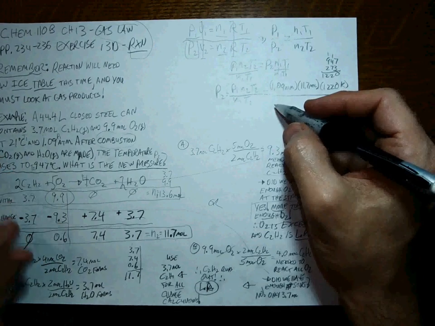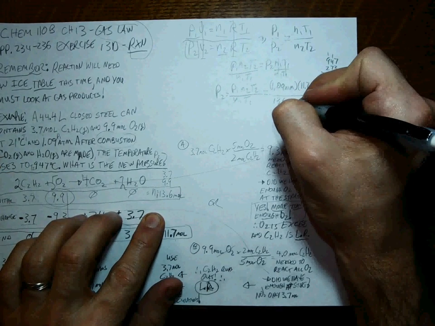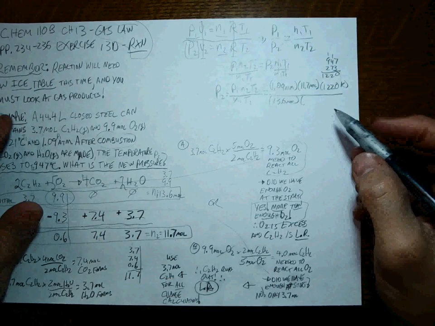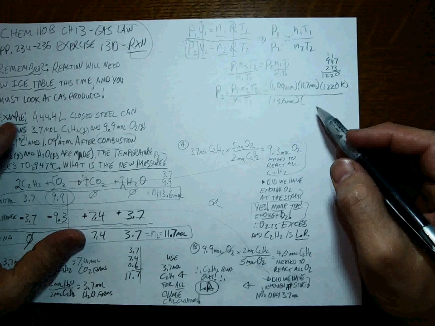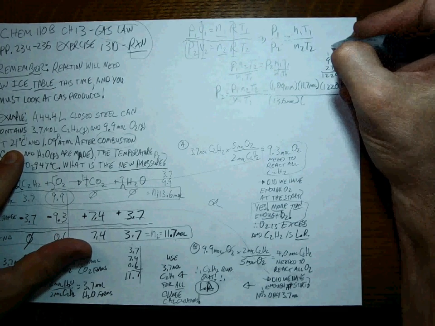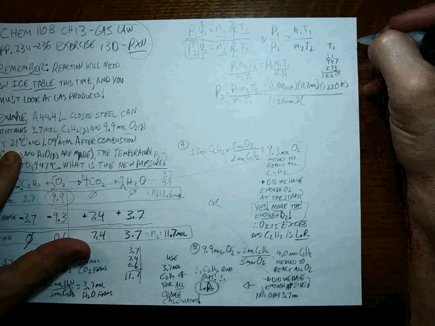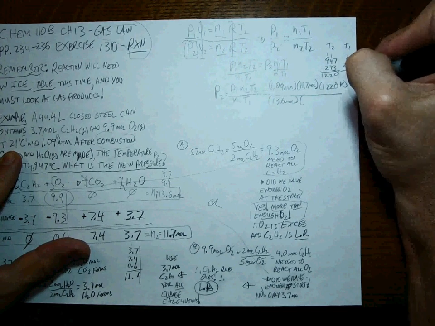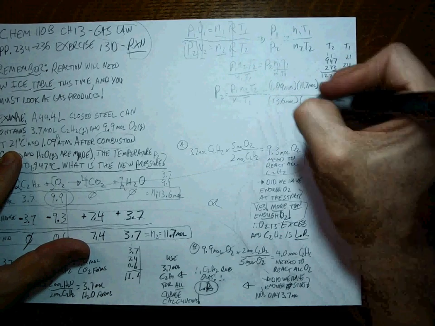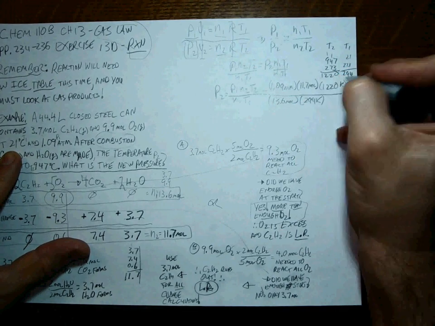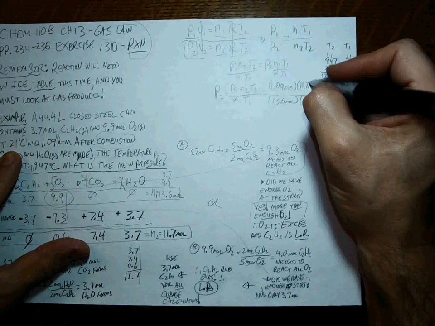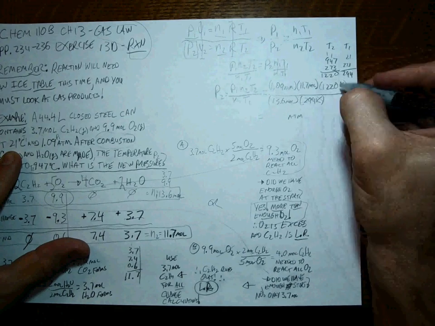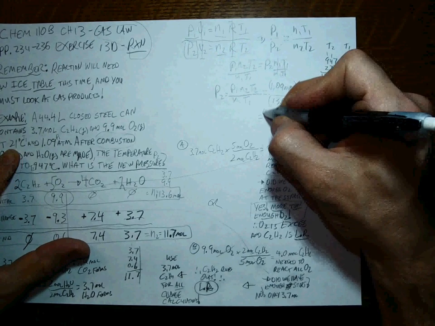And then we're going to divide by N1, 13.6 moles, and T1, which is 21 plus 273. T1 is 273 plus 21, 294. Okay, we've converted to Kelvin. Moles cancel, we're left with pressure. 3 sig figs in our answer.